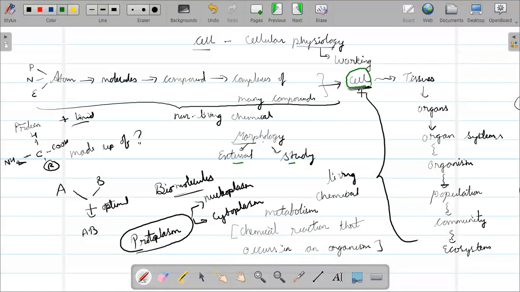And the cell is the only organism that exhibits metabolism, because the nucleoplasm and cytoplasm are the reaction center of a cell. And if you want to have a chemical reaction between non-living things, a chemical reaction is visible for you.